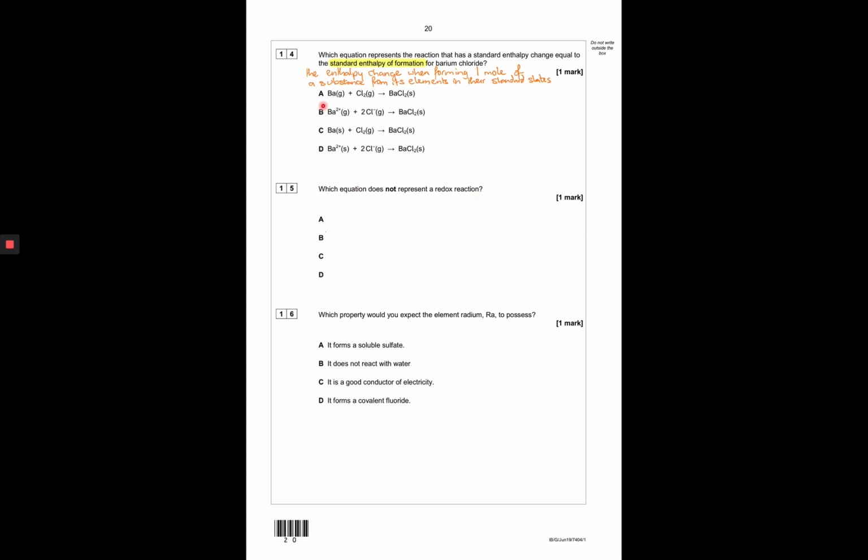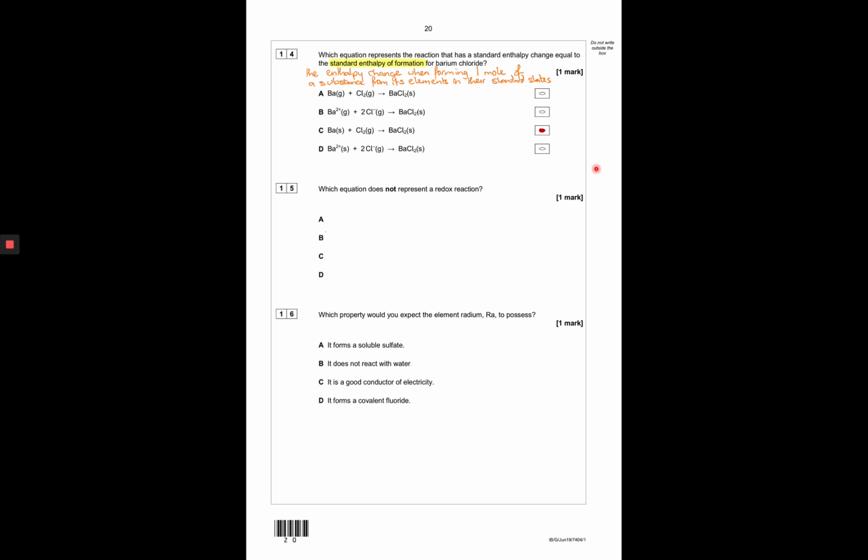Well, elements straight away rules out B and D because they are ions, not elements. And so then you have to decide between A and C, which one of those reflects the standard state. Barium is a metal, chlorine is a halogen, it's a gas, so it has to be C.